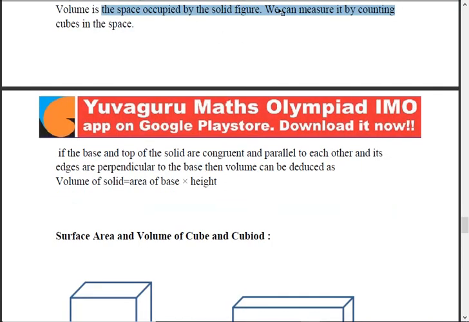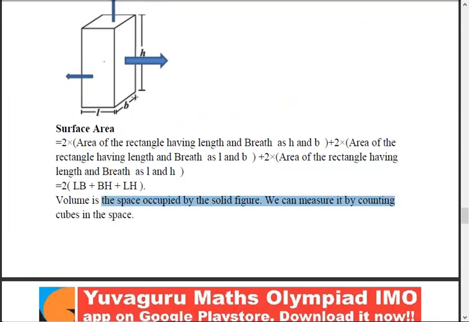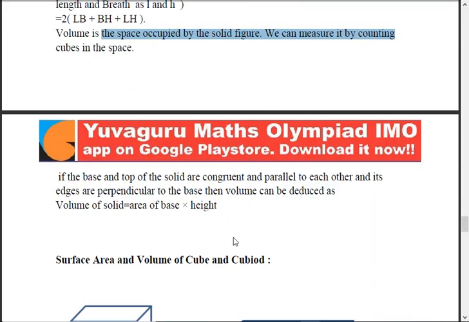Now this is all theoretical. In a practical exam, you don't go on dividing it into cubes. Use the formulae, right? So the volume of a solid is area of base into height. So area of this base L into B, into this height H. That is the volume. Okay.